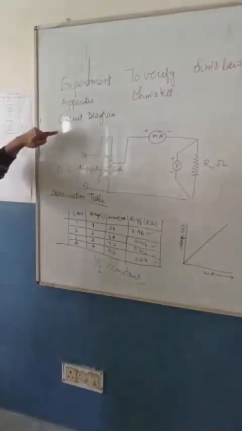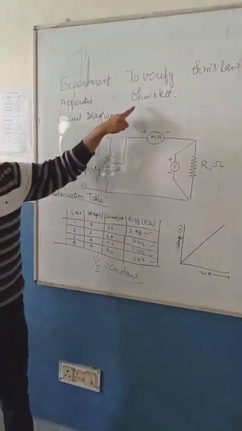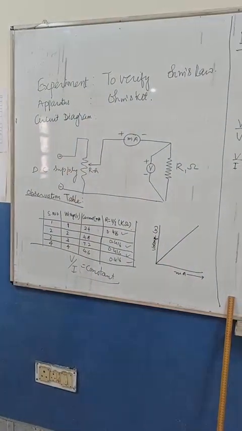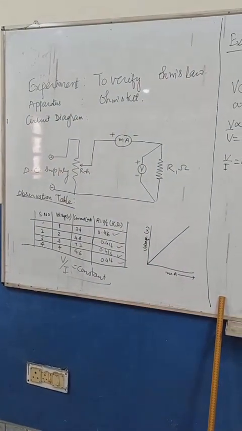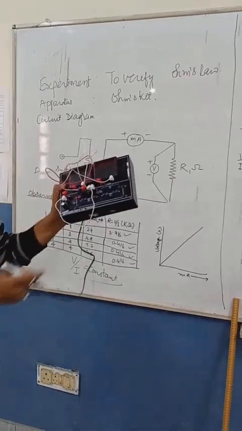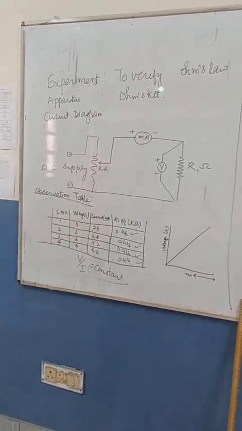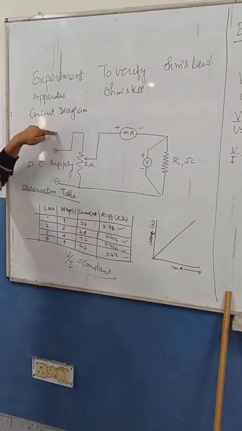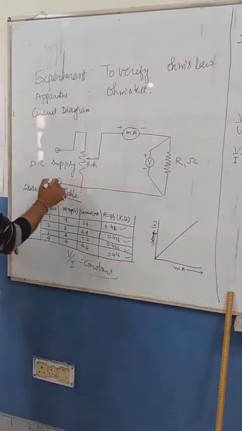For that we need an apparatus. This apparatus is known as Ohm's kit. It looks like this, Ohm's kit. For this we need a circuit diagram. Here we go for the circuit diagram.